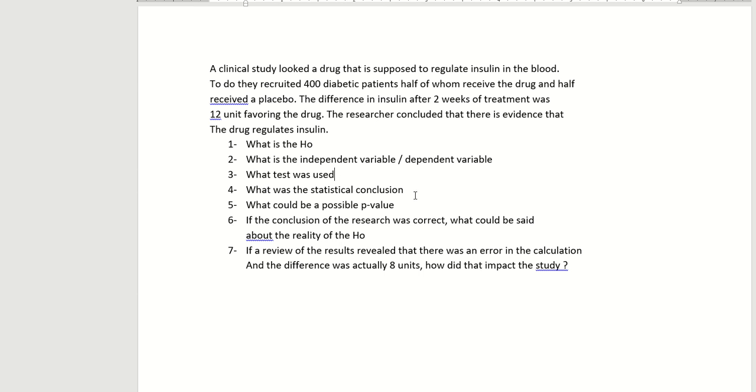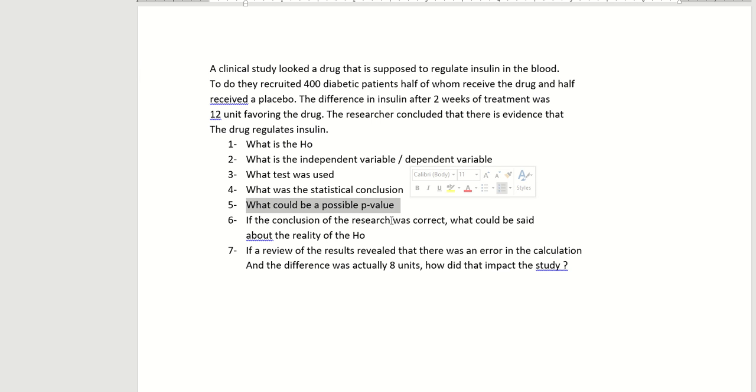What was the statistical conclusion? Well, if you go back and read the last two sentences, the difference in insulin after 2 weeks of treatment was 12 units favoring the drug. The researcher concluded that there is evidence that the drug regulates insulin. So obviously he rejected the null hypothesis and declared that the difference is statistically significant. The statistical conclusion is reject the null hypothesis. What could be a possible p-value? Any value that is below 5% is a possible value.